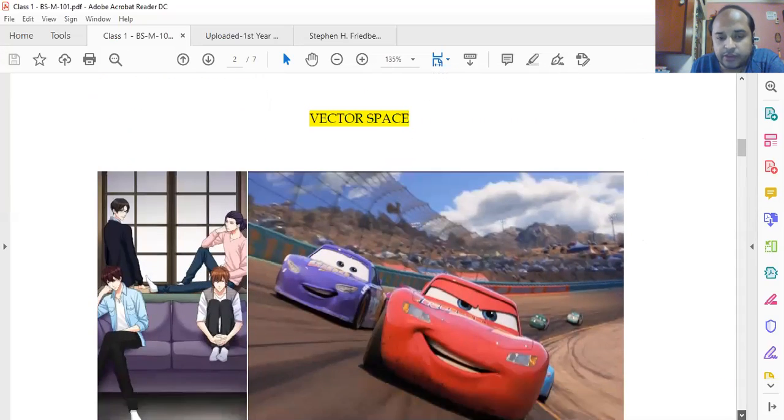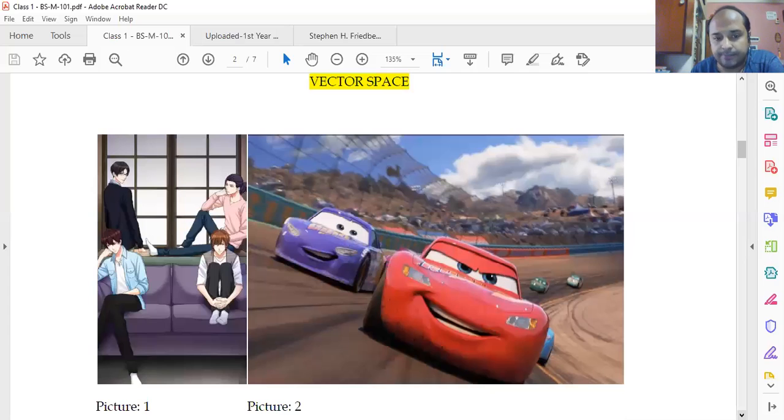So to define vector space, I have selected this picture. If you show this picture to a child, the child will say that yeah, it is a picture of a car racing, and this picture has been taken from the famous animated movie called Cars. And this one is probably also from some animated movie, I don't know. I like this picture and it is very relevant to my topic, so that's why I chose it. And I have merged the two pictures together.